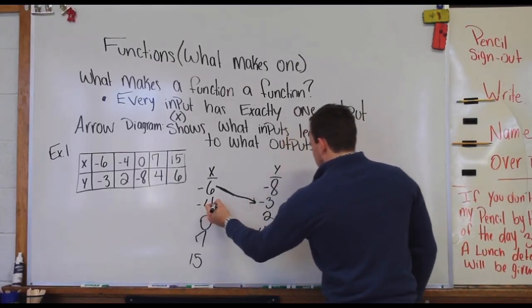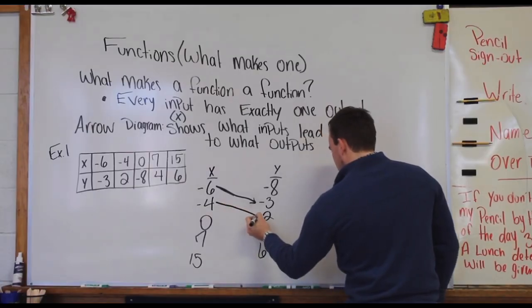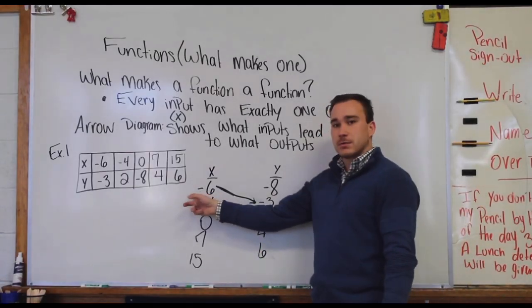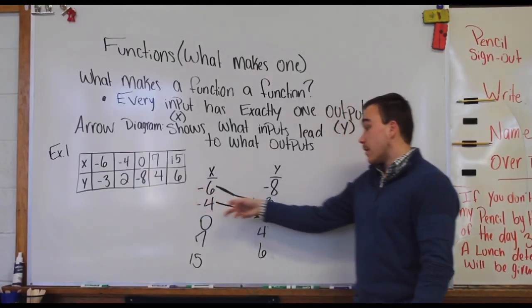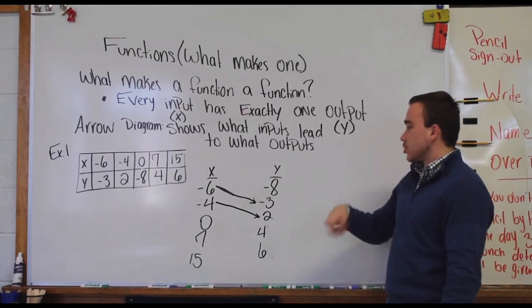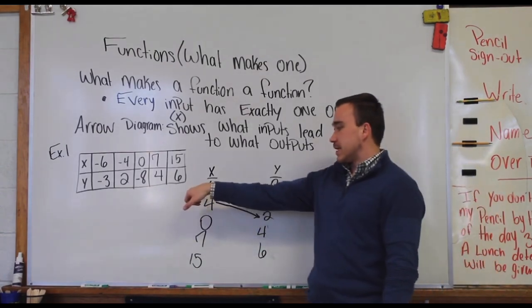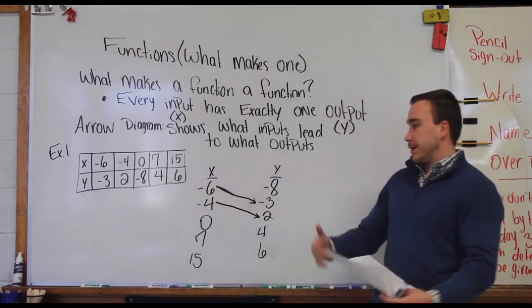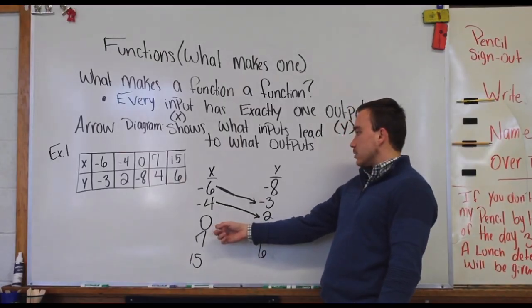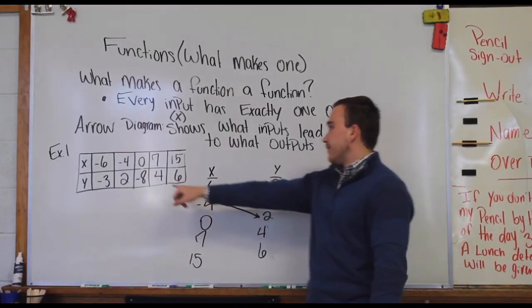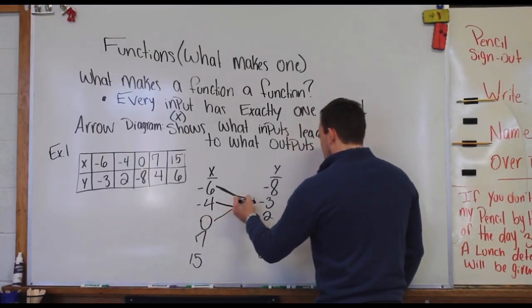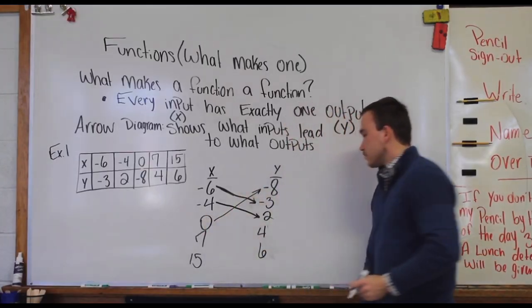So this input is leading to that output. Basically it's saying when you input -6 for our x value, the corresponding y value that you get out would be -3. Alright? So that's what the arrow means. You input -6, you get out -3. Alright, when we input 0, we get output of -8. Let me get that from the chart. So 0 goes toward -8.